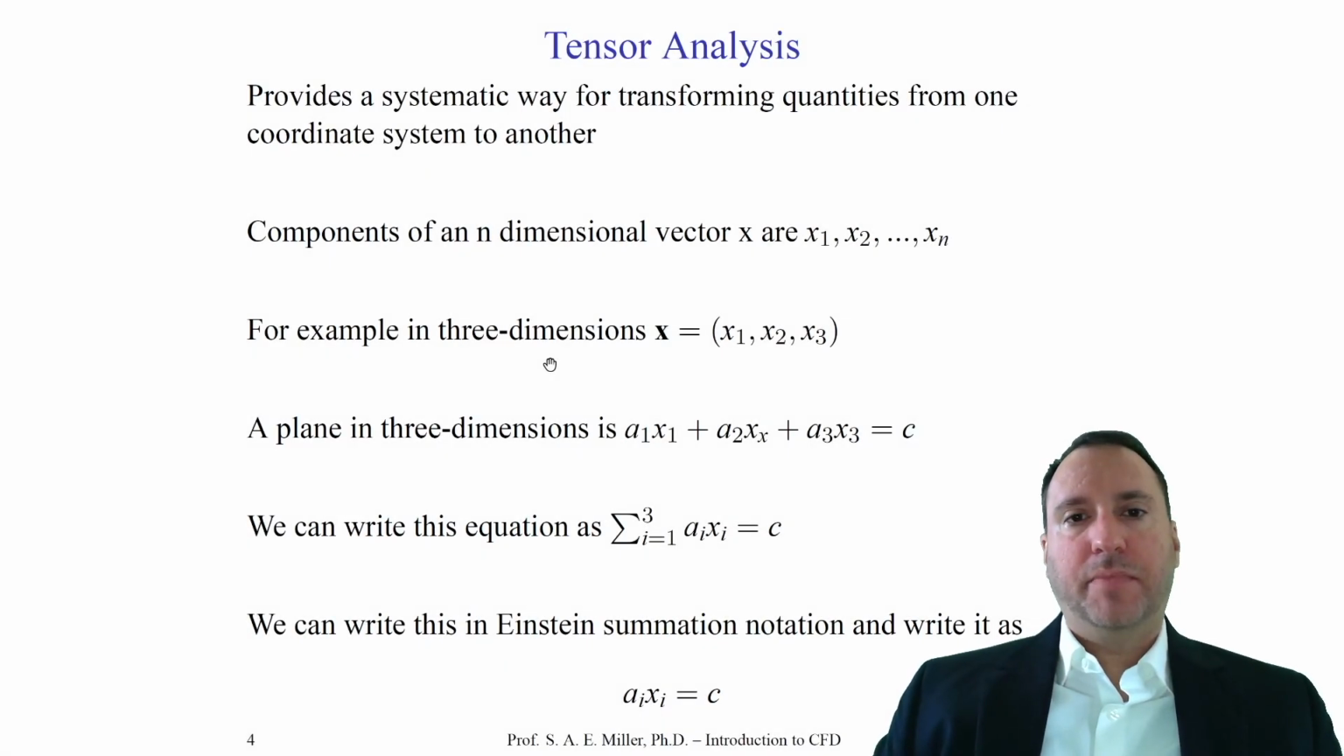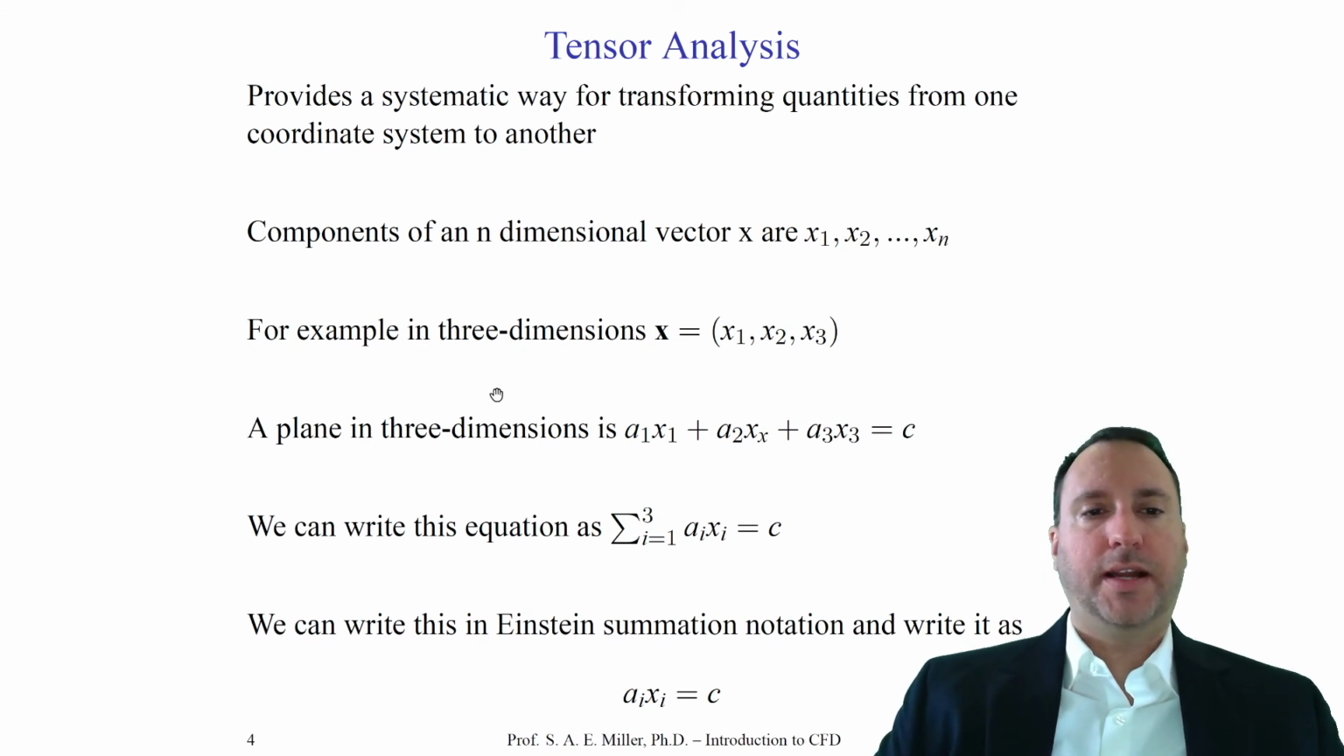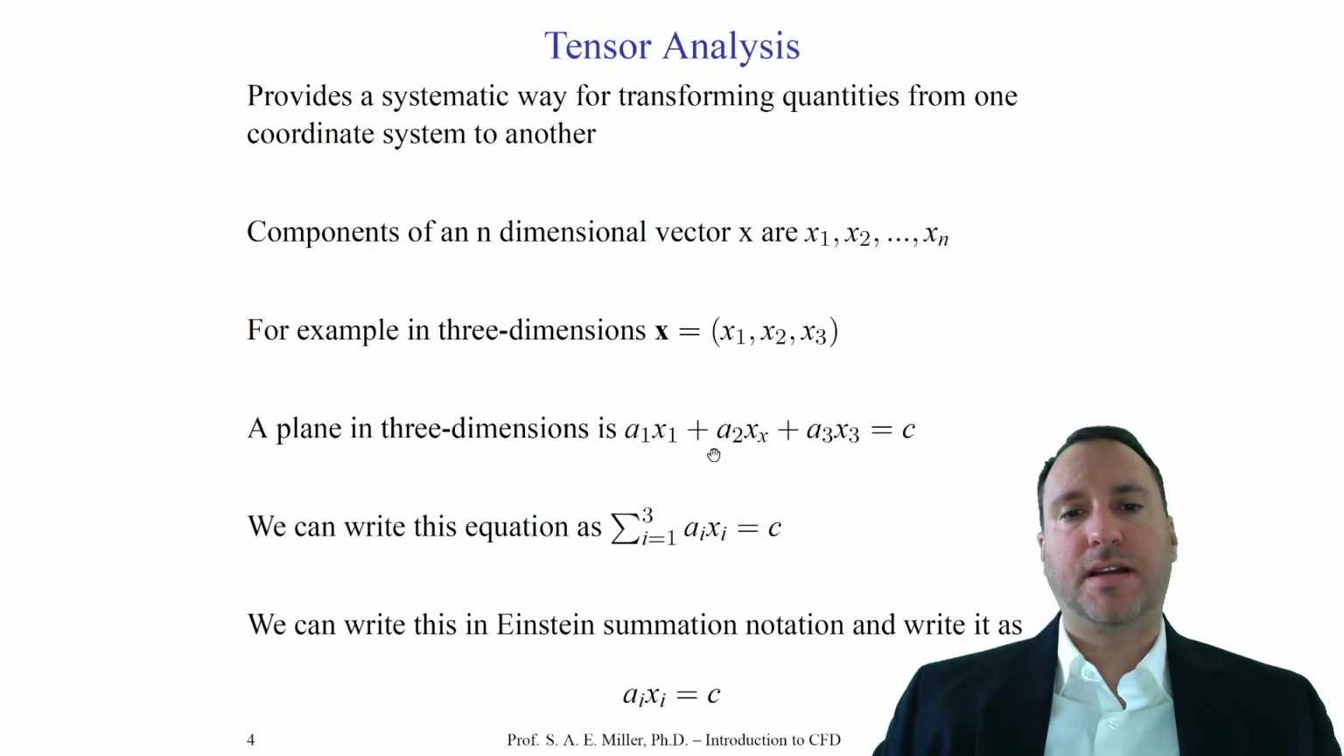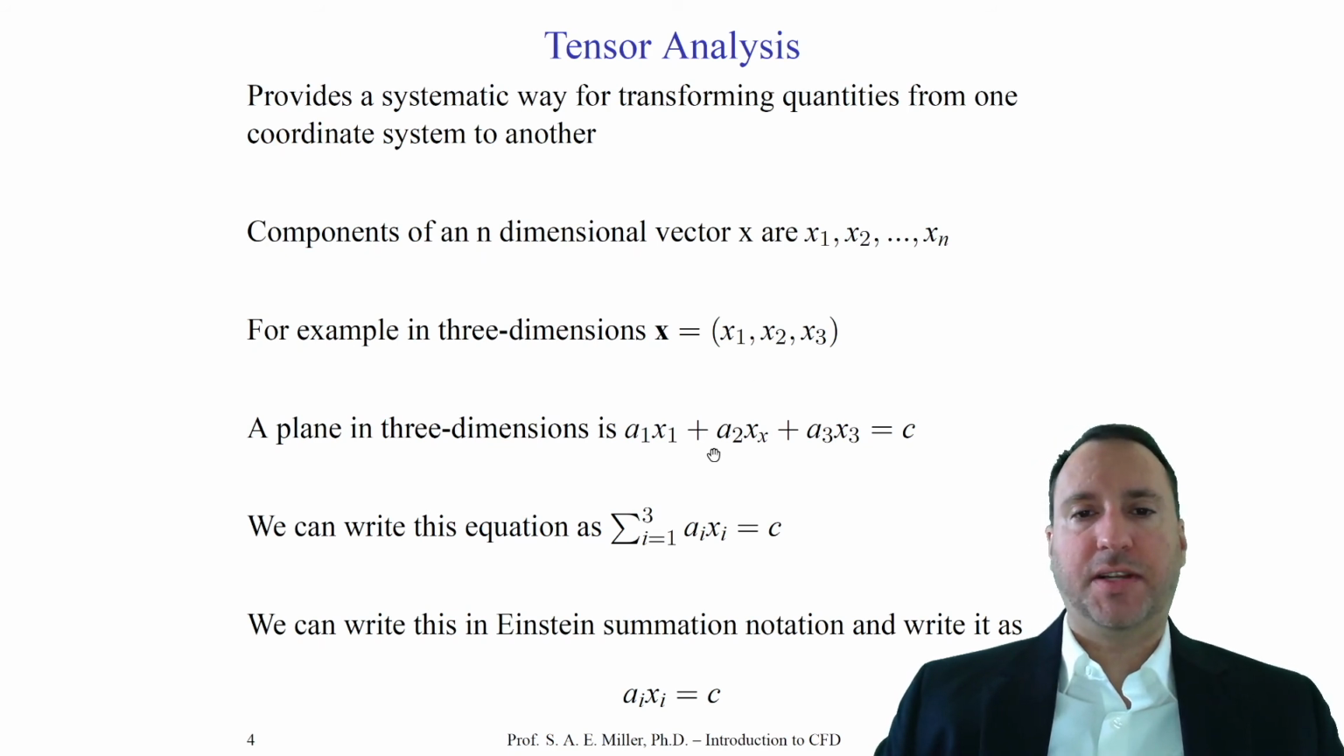Imagine we want to make a plane in space. Well, a plane in 3 dimensions can be written with the plane equation, which is shown by my cursor. a sub 1, x sub 1, plus a sub 2, x sub 2, plus a sub 3, x sub 3 equals c. Here, constant coefficients are a sub 1, a sub 2, and a sub 3. And then we have the constant coefficient c on the right-hand side of the equation.